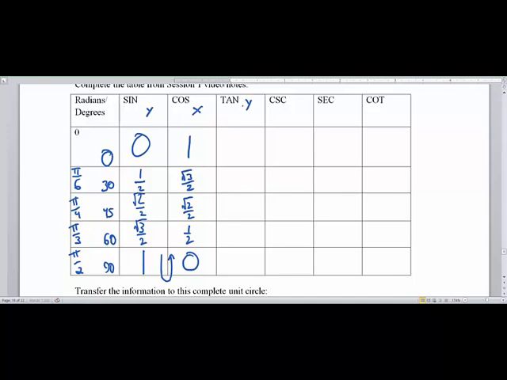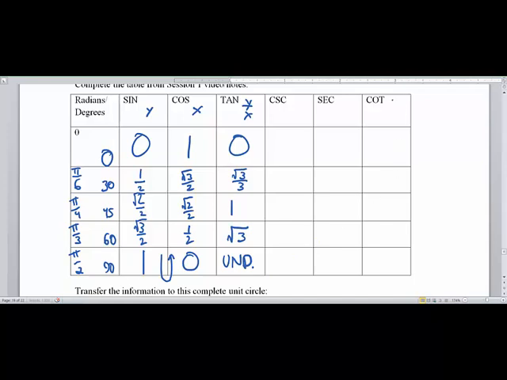Now tangent is y divided by x, so we take our y value and divide it by our x value, and we get the tangent value. So 0 divided by 1 is 0. And this divided by this is square root of 3 over 3. For the full ways to derive these, please go back to the session 1 videos. This divided by this is 1, so the tangent at 45 degrees is 1. The square root of 3 over 2 divided by 1/2 is square root of 3. And 1 divided by 0 is undefined. I'll abbreviate that with undefined.